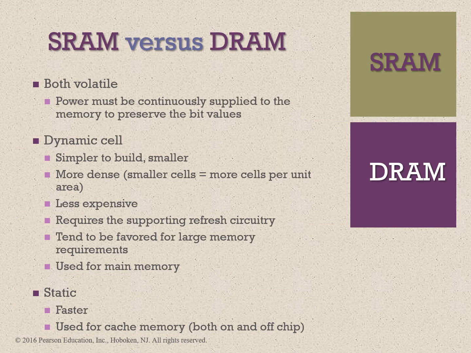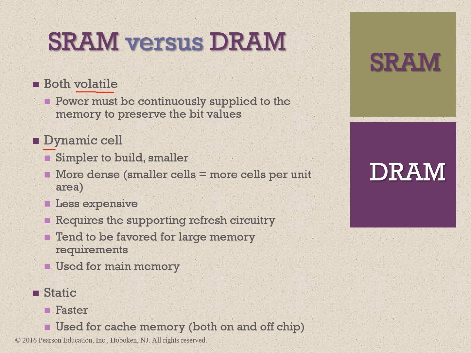So let's see the differences, or the comparison, of DRAM and SRAM. Both DRAM and SRAM are volatile. They need a constant power supply. Power must be continuously supplied to the memory cell to retain the bit values.